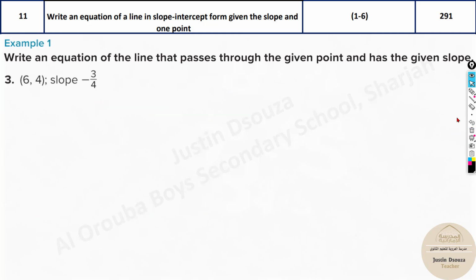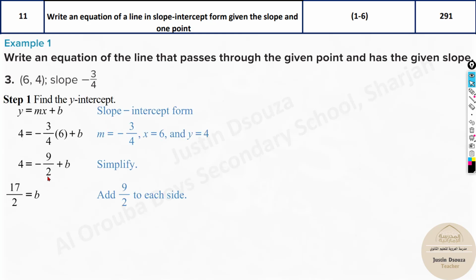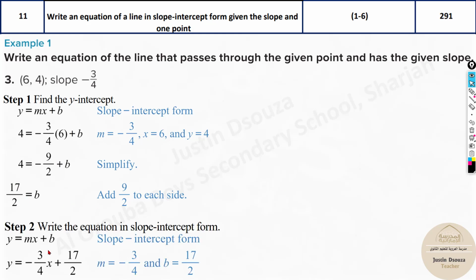Now another problem, please do this problem by yourselves and then check for the answers. Here we can just directly do the slope intercept form y equals mx plus b, substitute all these values, find the b value. That's step one. If you're getting difficulties, just use calculator and do it. Otherwise, over here 9 by 2 is negative 4.5. So when you take it over here, it will be positive 4.5. This is 8.5. And then you just substitute in the slope intercept form and get the answer.